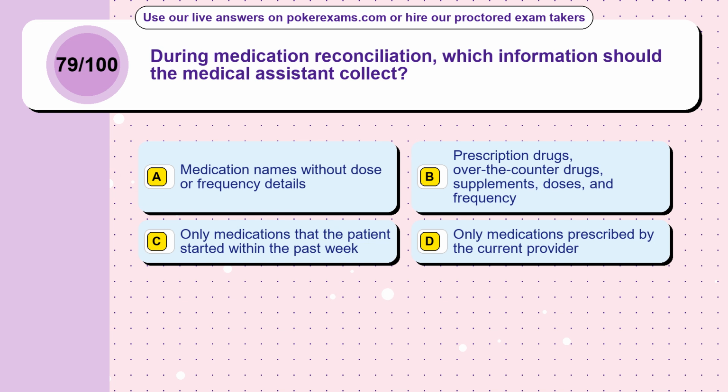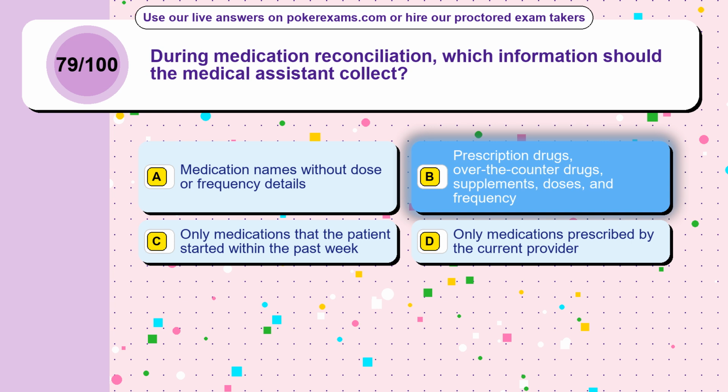Question 79. During medication reconciliation, which information should the medical assistant collect? Option A. Medication names without dose or frequency details. Option B. Prescription drugs, over-the-counter drugs, supplements, doses, and frequency. Option C. Only medications that the patient started within the past week. Option D. Only medications prescribed by the current provider. The correct answer is option B.